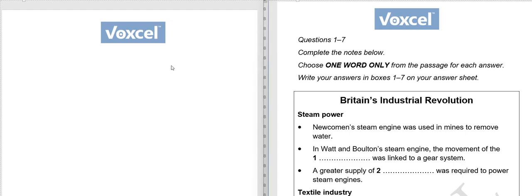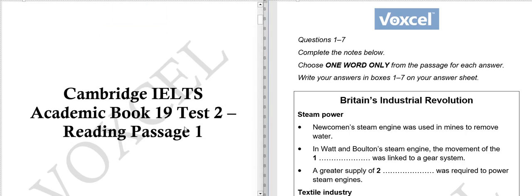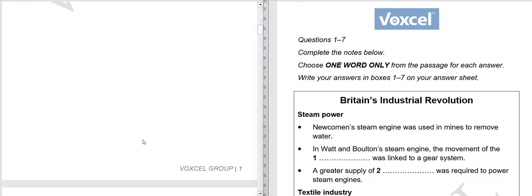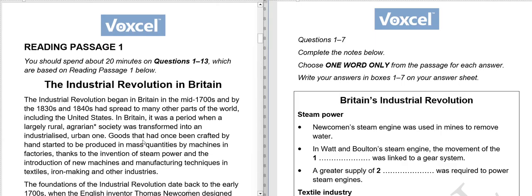So in this particular video, we're gonna deal with Cambridge IELTS Academic Book 19, second test, first reading passage. So without further ado, let's start. The title of this passage is The Industrial Revolution in Britain.